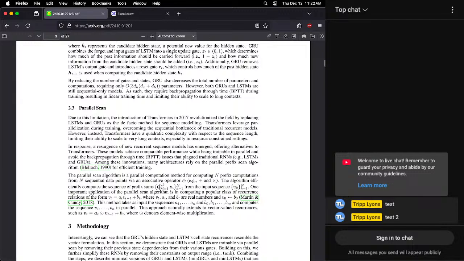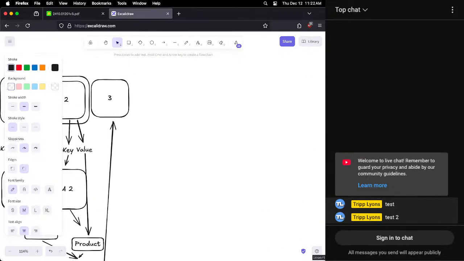Okay, the parallel scan algorithm is a parallel computation method for computing n prefix computations from n sequential data points via an associative operator. And they call this the operator with the symbol with a plus and a circle. The algorithm efficiently computes the sequence of prefix sums. Okay, I should probably pull out the whiteboard for this. This is if you combine everything up to k with that operator from the input sequence. Okay, so let's go here.